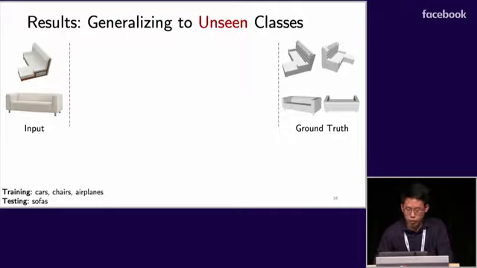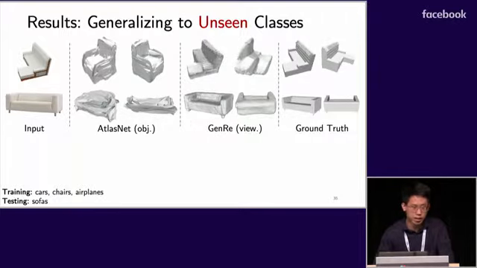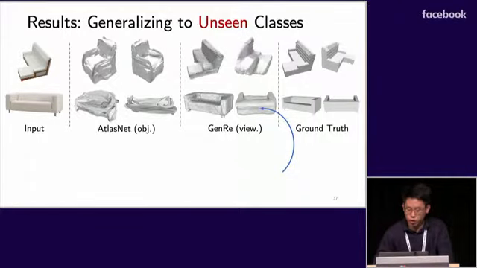But what about the novel classes that are never seen during training? Take sofas as an example. We are pushing AtlasNet to a region where it's not designed to work, and indeed it doesn't. The L-shaped sofa got reconstructed into a chair. But our model is designed to generalize to unseen classes, and we see it does generalize to sofa, despite having never seen one. Notice how the sofa back, despite non-visible, gets reconstructed to be a smooth plane. How did GenRe do that?